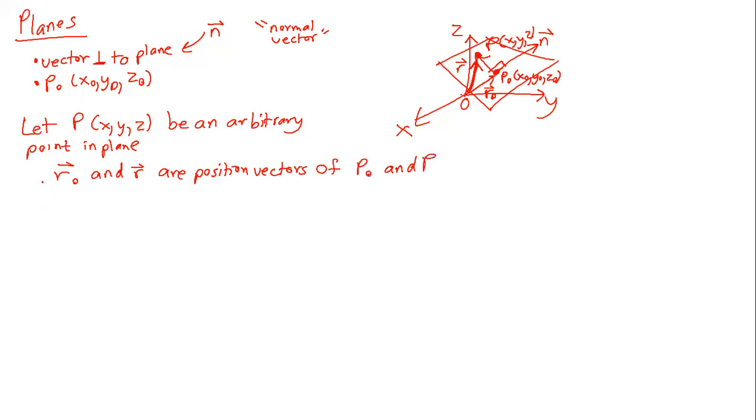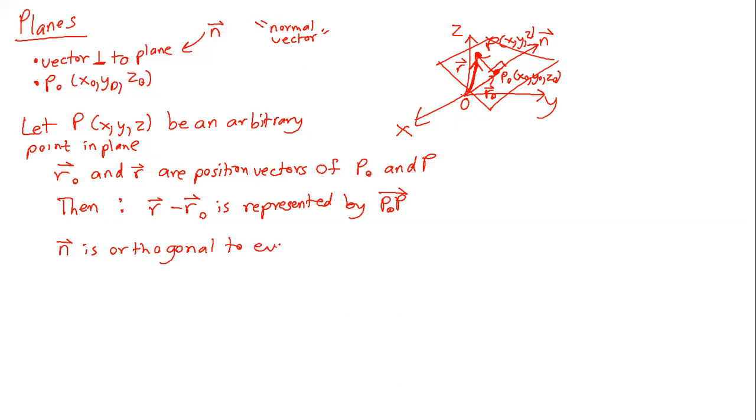And then we have that this R minus R0 is represented in the 3D figure by P0P. And so then the normal vector n is orthogonal to every vector in the plane. That means that it's also going to be orthogonal to this R minus R0, because the R minus R0 is in the plane right here. In particular, it's right here, R minus R0.